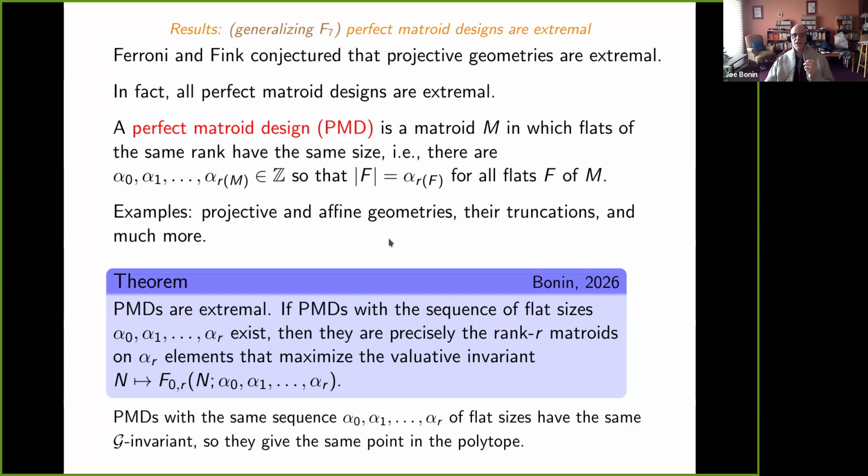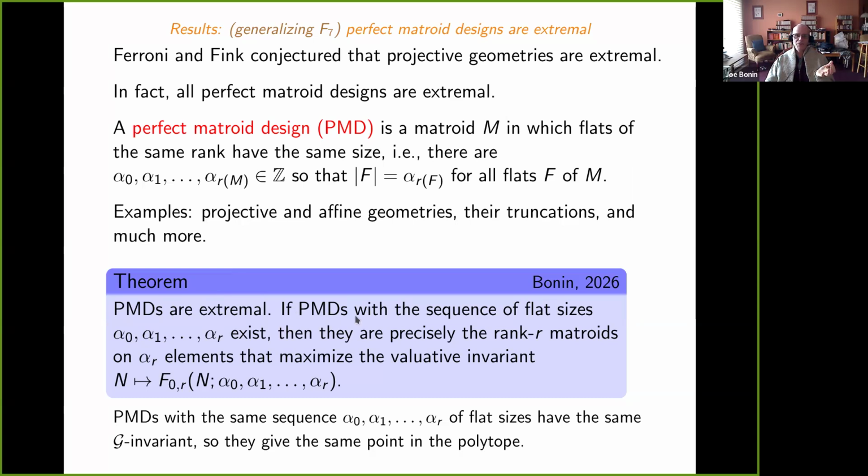So projective geometries and affine geometries are also examples. Their truncations are examples. But there are a lot of other examples. For instance, you can find paving matroids where all of the hyperplanes have the same size. Those are actually Steiner systems. So Steiner systems give you other examples. Perfect matroid designs are extremal.